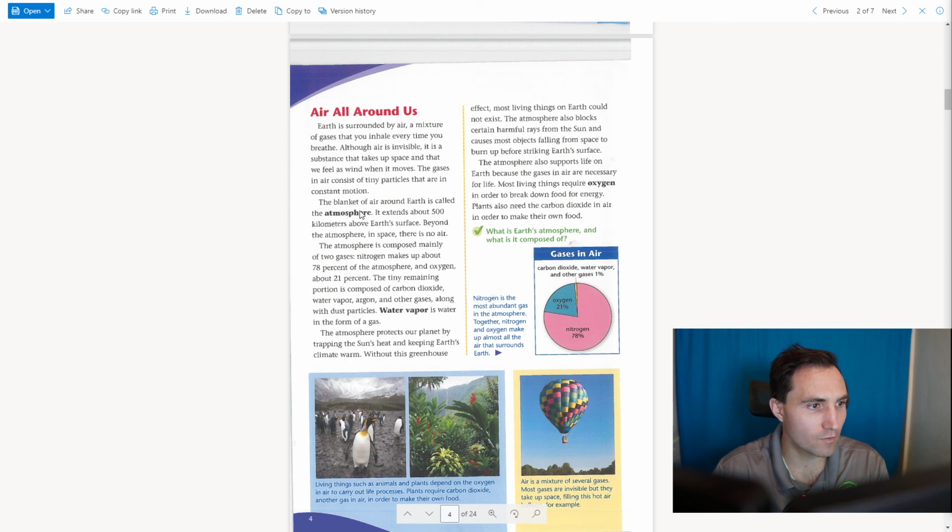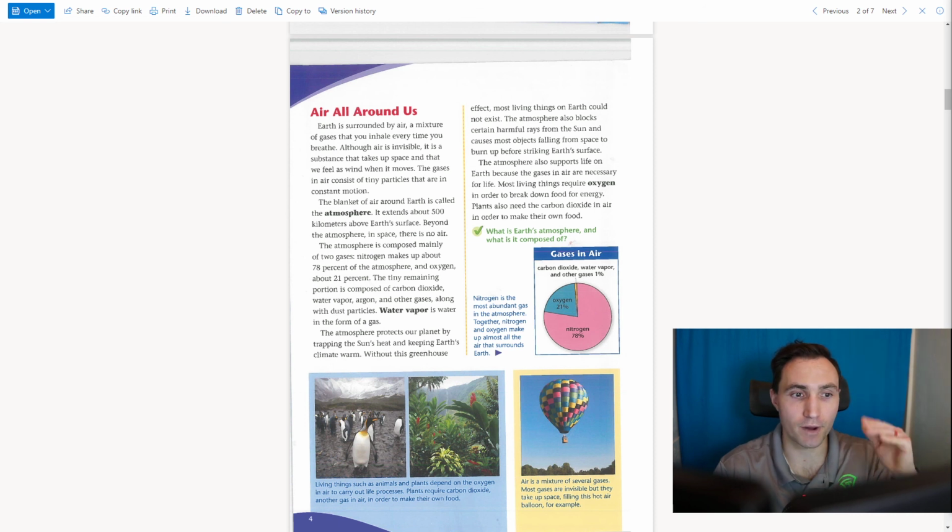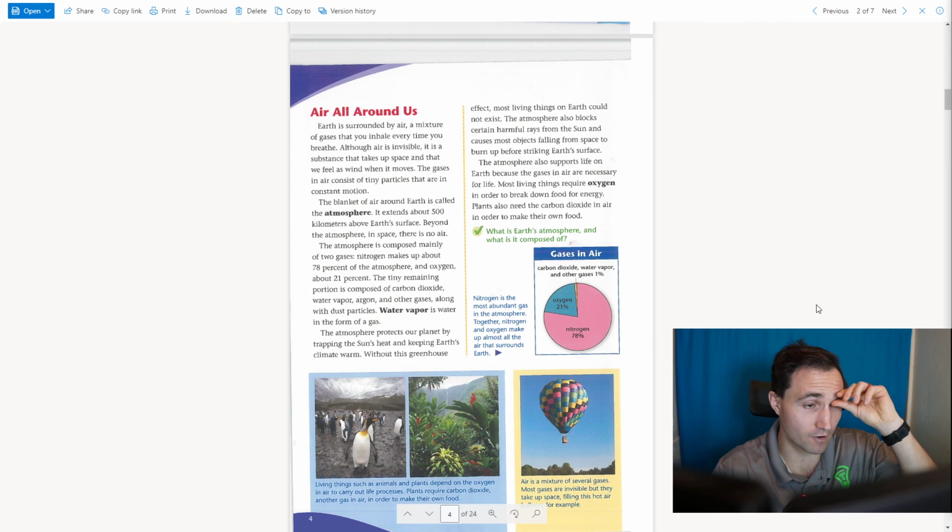And then we've also gone over 3 of your vocabulary words: atmosphere, water vapor, and oxygen so far. So make sure you use the back of your book, the glossary, to fill out your air and water vocabulary. And then let's also talk about 500 kilometers. That's about 310 miles. Hopefully that might put a better picture in your mind of how far it's up above us, how far it extends.